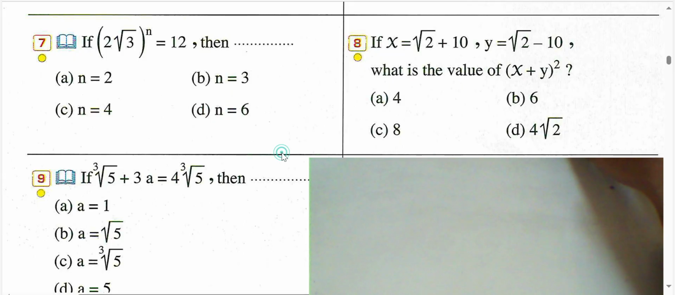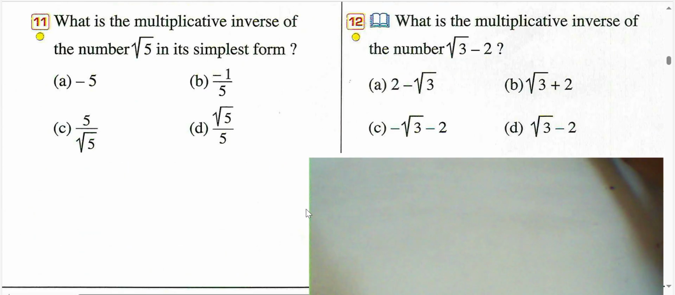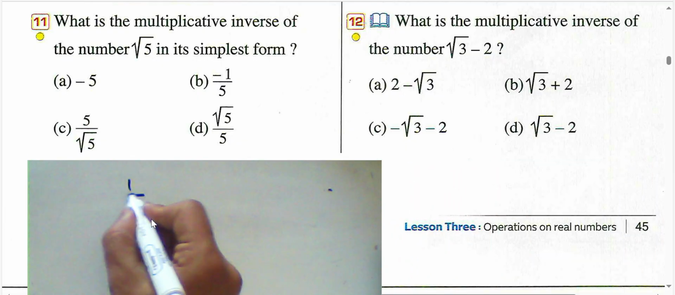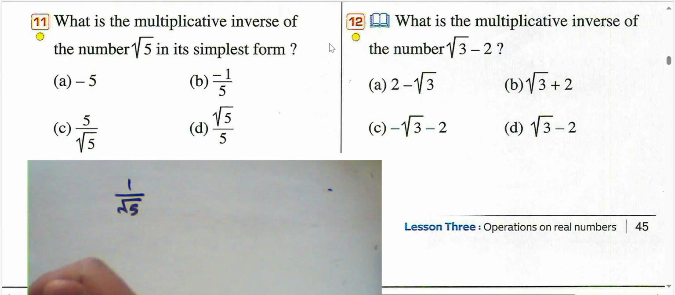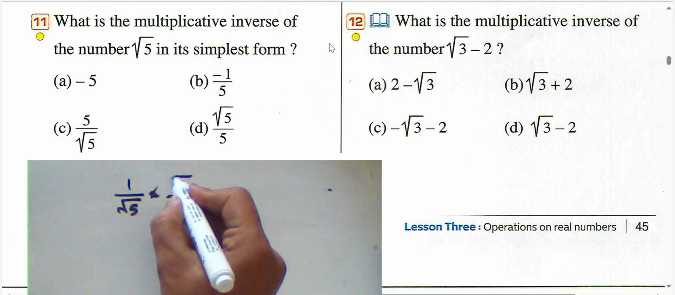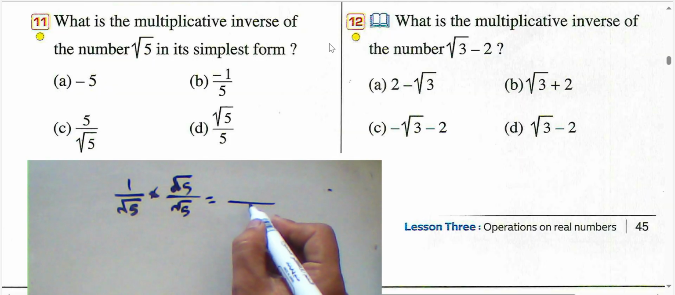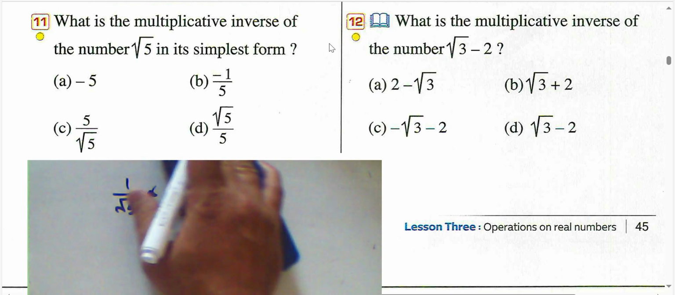We can also complete this example with question number 11. What is the multiplicative inverse of the number root 5? It will be 1 over root 5. We can write the reciprocal 1 over root 5. The multiplicative inverse is 1 over root 5, and we multiply the numerator and denominator by root 5. Then the result: root 5 times root 5 equals 5, and 1 times root 5 equals root 5. And the answer will be root 5 over 5.